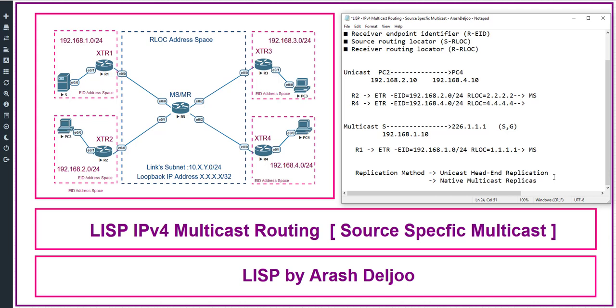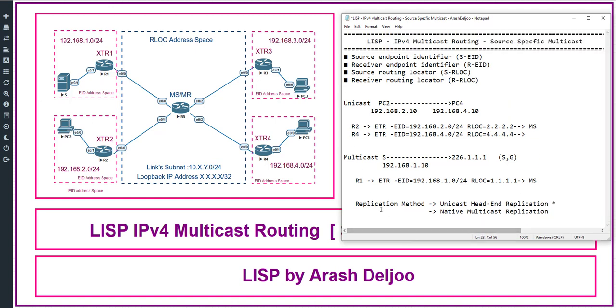I'm not going to talk about all the details of these two methods, because in this video we will talk only about unicast head-end replication. We will learn about native multicast replication in future videos. But let me give you a brief overview of these two types of replication. When we are sending traffic from this server, the traffic finally should be received by all of the receivers. Assume that PC3 and PC4 are receivers of this traffic.